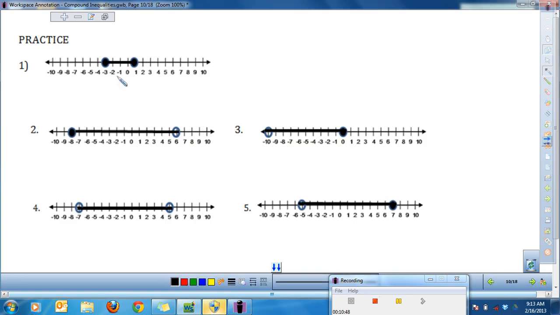I want you to go ahead, pause the video, and try these 5 practice problems. Make sure you write it both ways. So one of them should have x something and x something. The other one should be written as a compound inequality. So x with your two inequality signs and numbers on either side.